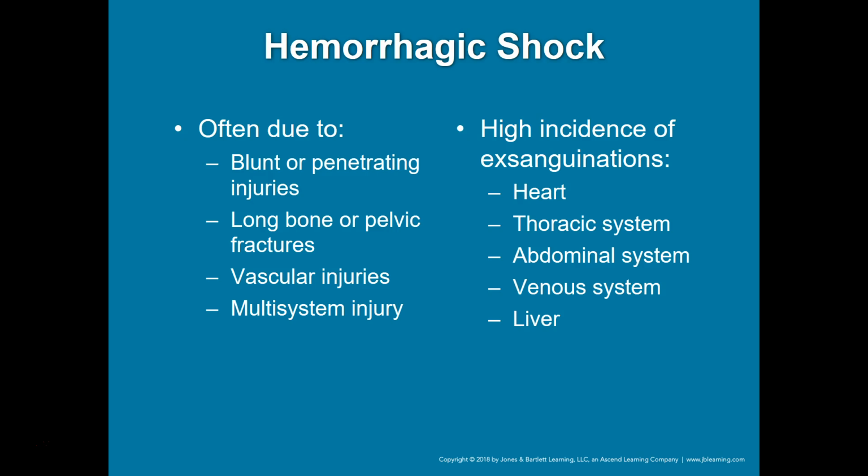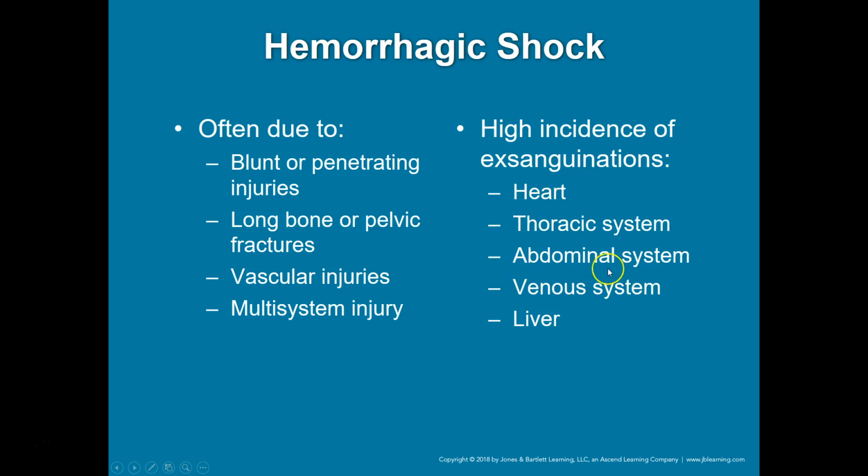Vascular injuries, multi-system injury. So this could be bleeding from multiple spots. You could have a car wreck, ejection patient that has a femoral artery bleed and is also bleeding in his abdomen, or has a liver laceration, multi-system injuries. And then a high incidence of exsanguination. So exsanguination is a complete loss of enough volume. We just talked about volume of blood, from the heart.